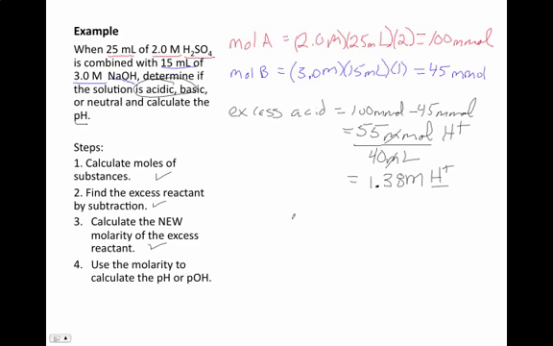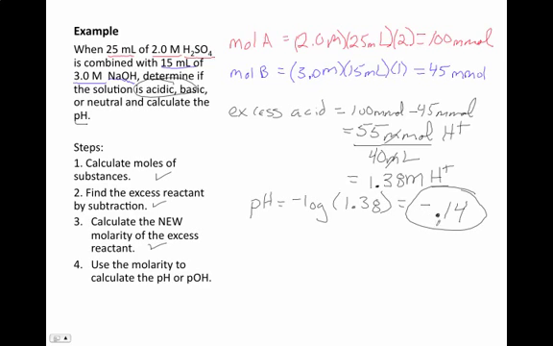So we know that pH equals the negative log of our H plus concentration. In this case, it's 1.38. And when we do that, we get negative 0.14. And yes, you can have a negative pH. That means that the concentration of the acid is greater than 1 molar. And you can also have a pH above 14, which means that the concentration of the base is above 1 molar.